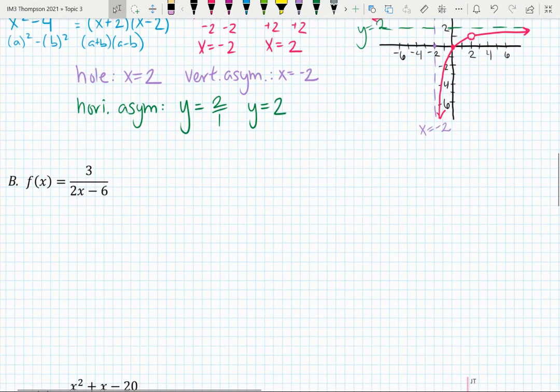So B, f of x is equal to 3 divided by 2x minus 6. The way the graph is going to look from here on out will change, but all of the pieces are going to be the same. We're going to factor. We're going to look for points of discontinuity. We're going to decipher whether they're vertical asymptotes or holes, find horizontal asymptotes, and then kind of pick apart the pieces from there.